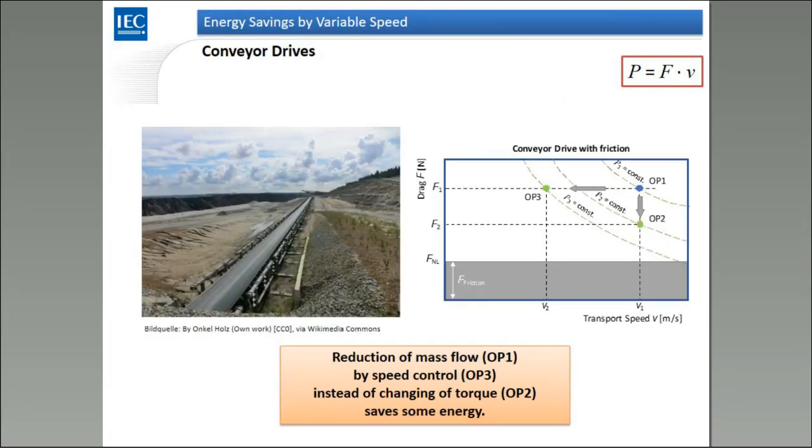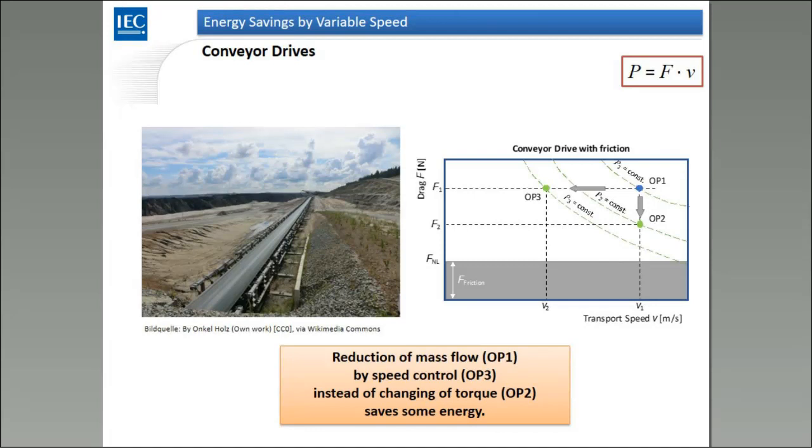In reality, you always have a combination of the drag that is needed to transport the mass and the force that is needed to overcome the friction that is included in the system. And if the friction has a significant part in the total drag that is required, we're getting again to a situation where speed control, here operating point 3, reducing the flow by speed control, is more energy efficient than reducing the flow just by reducing the torque. So the more friction the system has, the more energy efficiency you're going to get by speed controlling.